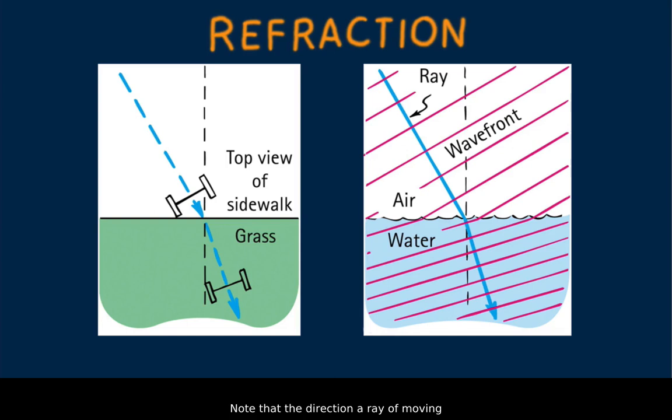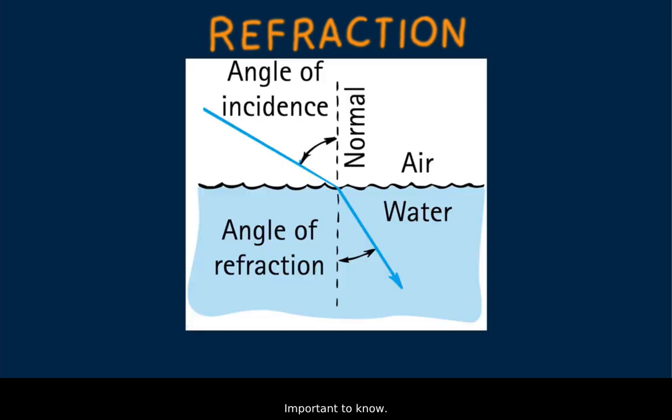Note that the direction a ray is moving and its wavefront are always at right angles to each other. Notice another thing. The distance between wavefronts is less in the water. Interesting. The wavelength of waves is somewhat compressed. But another thing, the frequency of the waves remains the same. Important to know. The angles of incidence and refraction are measured from the normal. Here we see the angle of refraction is less than the angle of incidence.